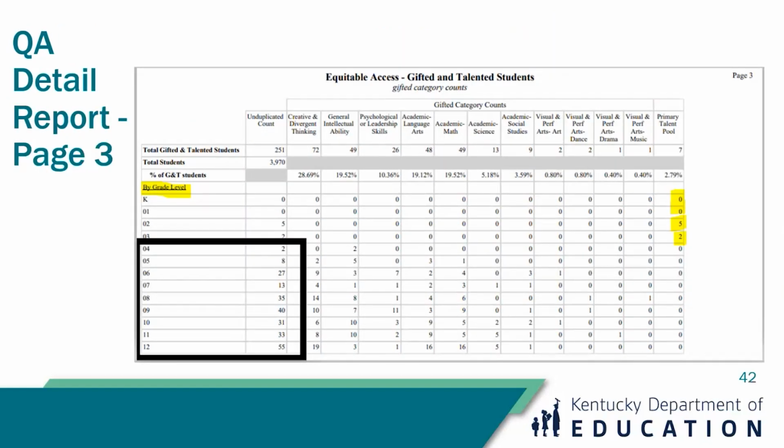And the third page breaks your GT program down by grade level, and it lets you know how many students you've got in each grade of primary talent pool, as well as how many students you have in the different categories and your different grade levels. And if you see several zeros in a grade level, that might be a good conversation to have with your GT committee. If you see that you've got no children in any of your visual and performing arts categories, well, why is that? What can we do to make sure that we're identifying students in those categories? So it's good data to have to promote conversations about your program.